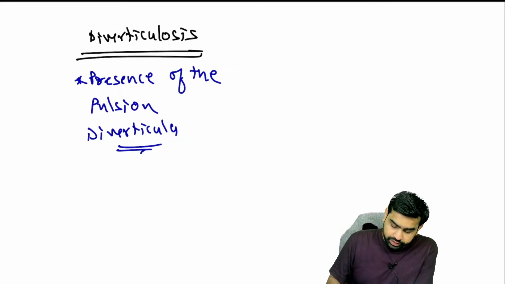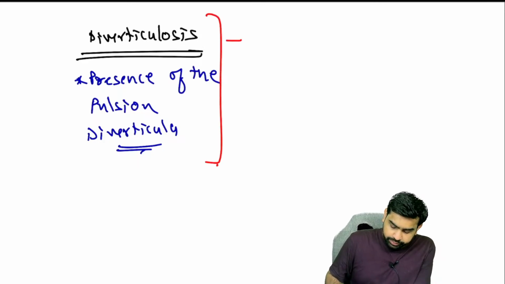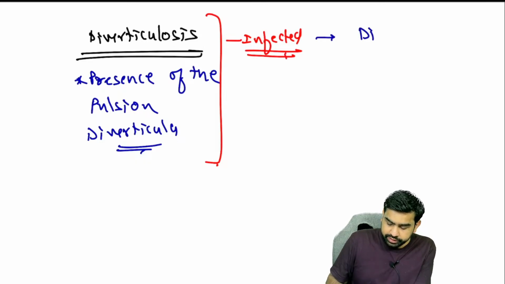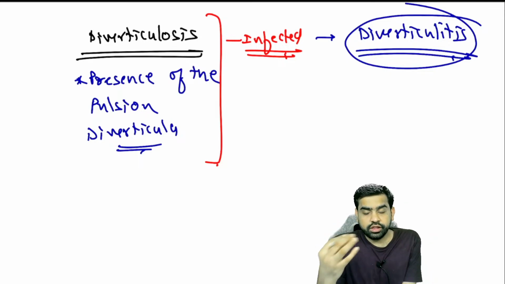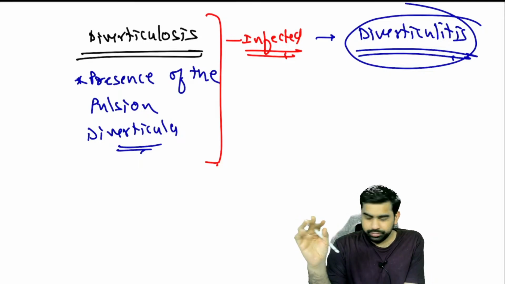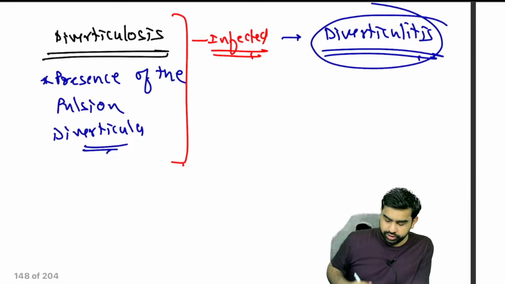Now if this particular diverticulum gets infected, then what we have is a diverticulitis. What is a diverticulitis? Diverticulitis is a condition where there is an infection inside this particular diverticulum. So around the diverticulum there is inflammation and all those particular features.